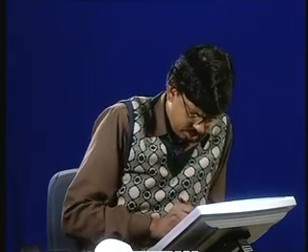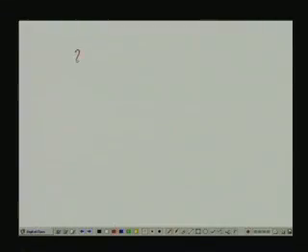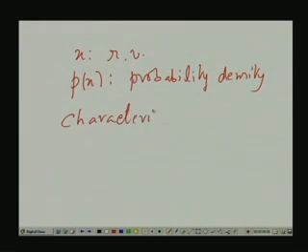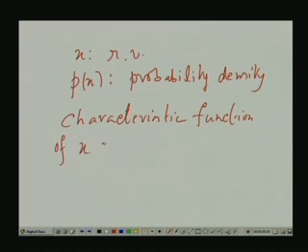So, given x, random variable, p x probability density, then the characteristic function of x is denoted as phi omega.